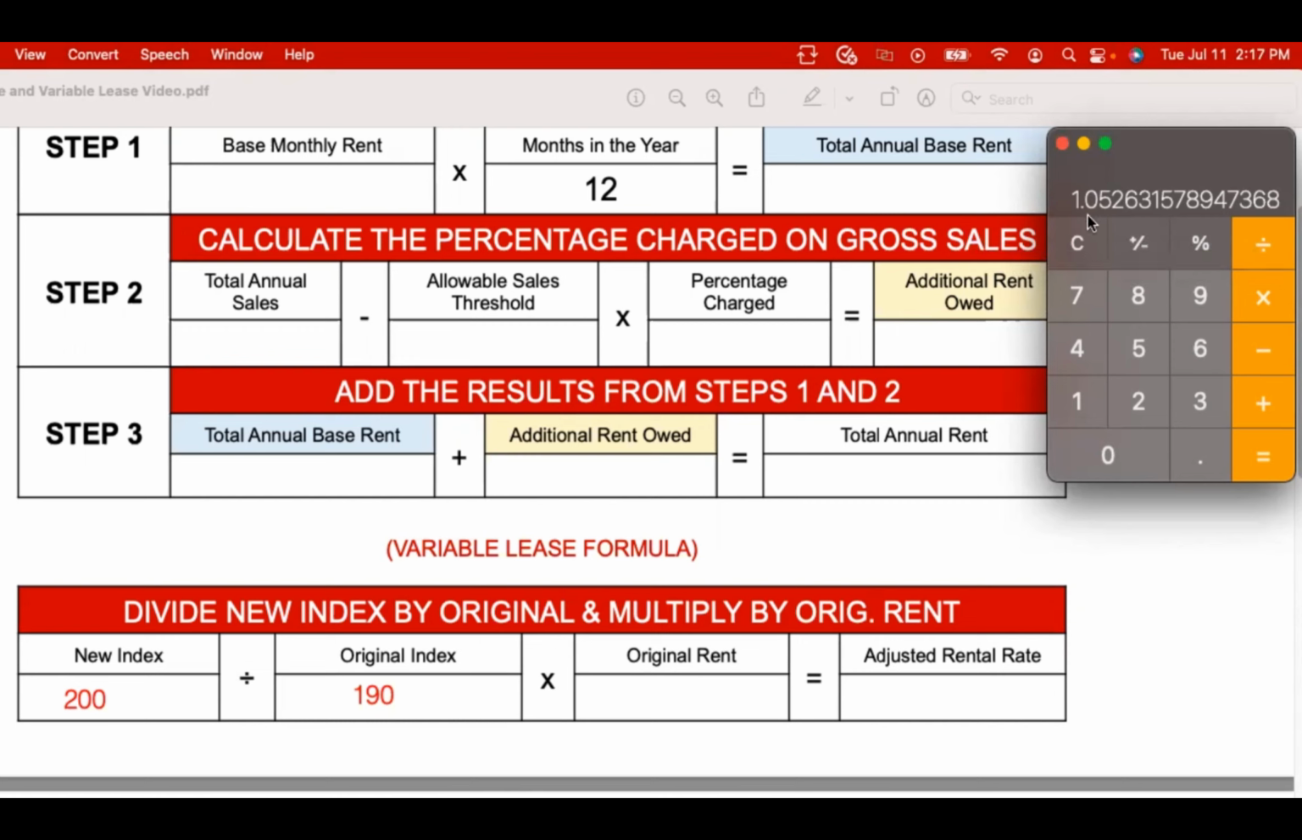So now we take the rate in our calculator and simply multiply it by our original rent. $25 is the original rent. So now we multiply by 25 and we get an adjusted rental rate. Remember, now we can round to the nearest cent. We got $26 and 0.315. Of course, 5 is going to make it 32 cents. And this would be our answer for exam purposes.